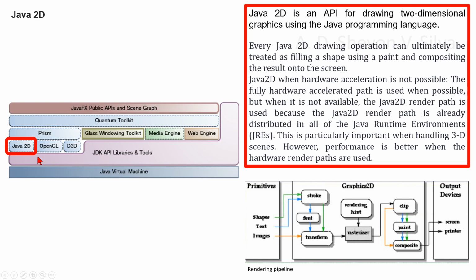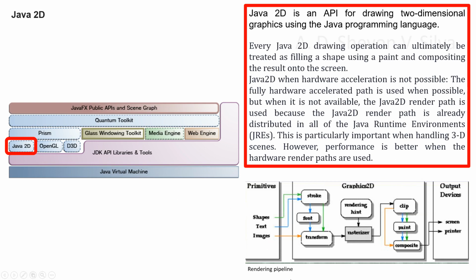The fully hardware accelerated path is used when possible, but when it is not available, the Java 2D render path is used, because the Java 2D render path is already distributed in all of the Java runtime environments, JREs. This is particularly important when handling 3D scenes. However, performance is better when the hardware render path is used.